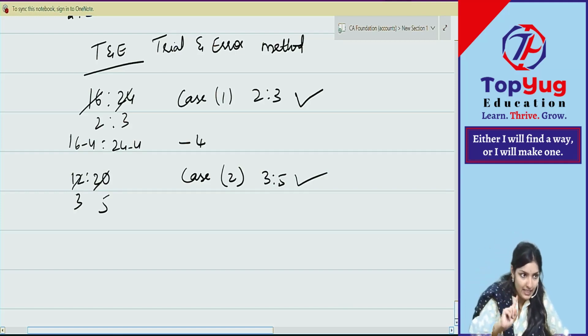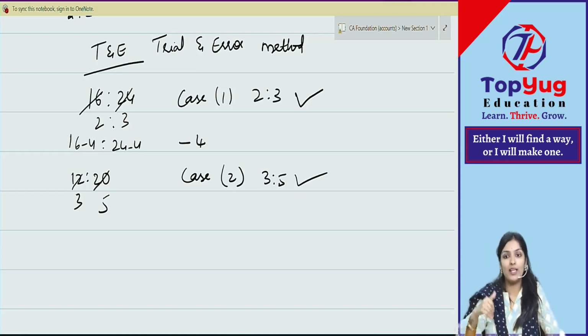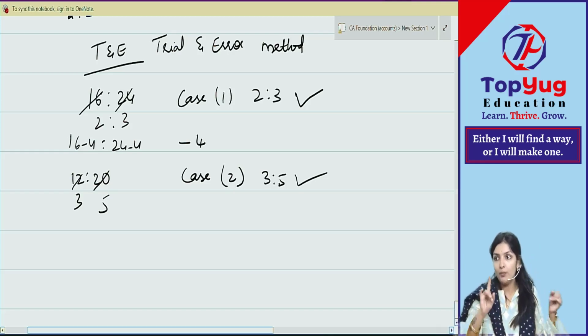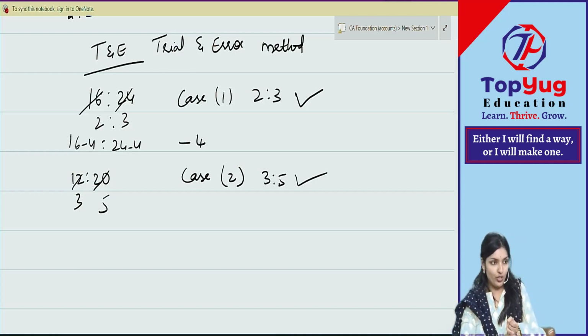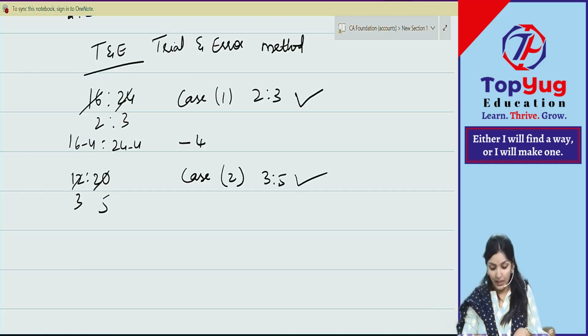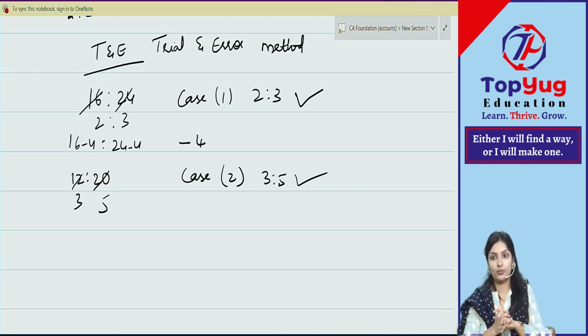For trial and error method, every time you will be having two cases. You can have one also, but mostly two you will have. You have to see whether both of the cases are satisfying it or not. Before subtracting 4, it is in the ratio 2:3. Check for the numbers which are in the ratio 2:3. After subtracting 4, it is in the ratio 3:5. So subtract and then check whether it is in the ratio of 3:5 or not. So do it on your own and let me know if you have any doubts.